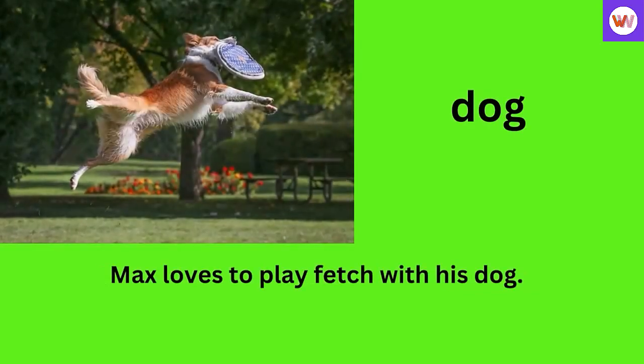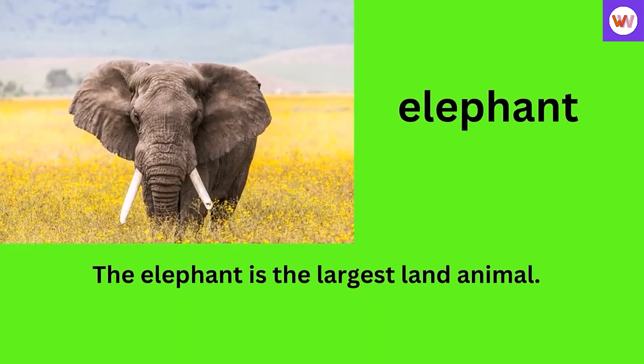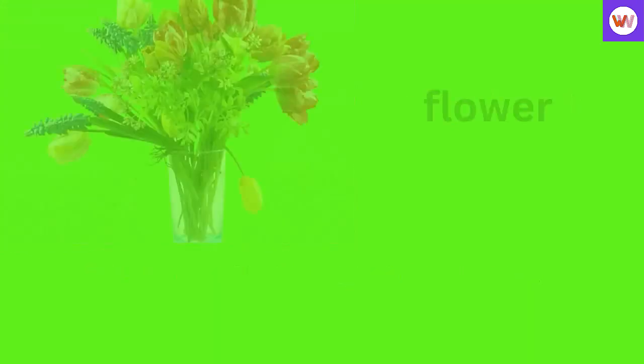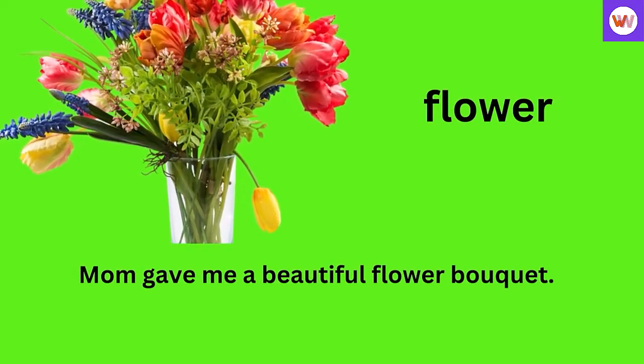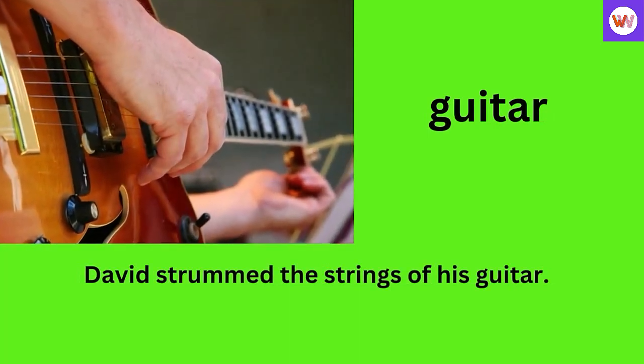Dog. Max loves to play fetch with his dog. Elephant. The elephant is the largest land animal. Flower. Mom gave me a beautiful flower bouquet. Guitar. David strummed the strings of his guitar.